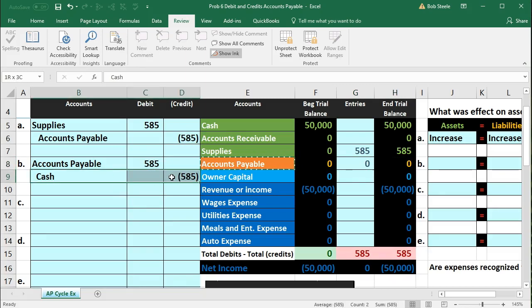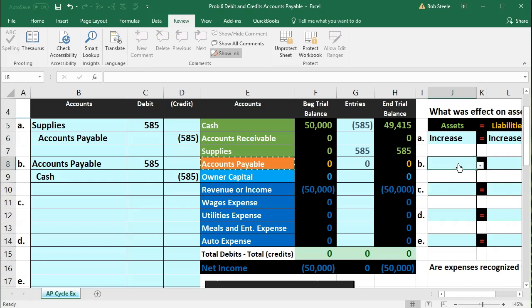Cash will then be recorded up here in cell G5. So in cell G5 equals, point to that cash credit. It's going to take this debit balance down by a credit of 585 to 49,415. Puts us back in balance down here, meaning that the debits up top of 50,000 equal the credits down here. No effect on net income from these first two transactions.